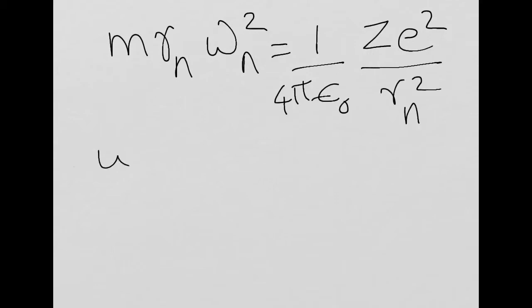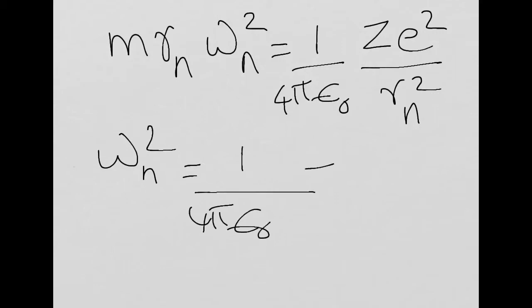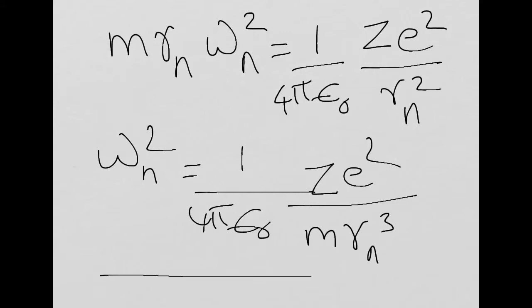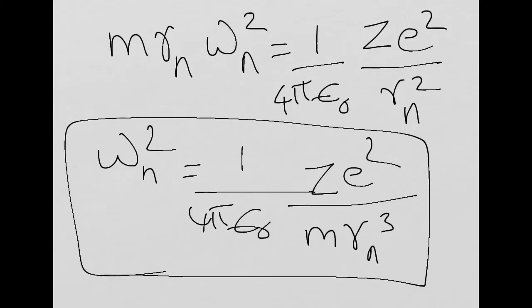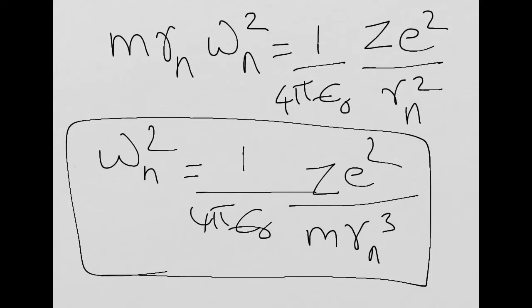Or I will say omega n square, keeping one side, the rest coming to the other side, is 1 by 4 pi epsilon naught ZE square by m Rn, under which Rn square is there, so Rn cube. Okay. Remember Bohr's postulate? We haven't used it yet.